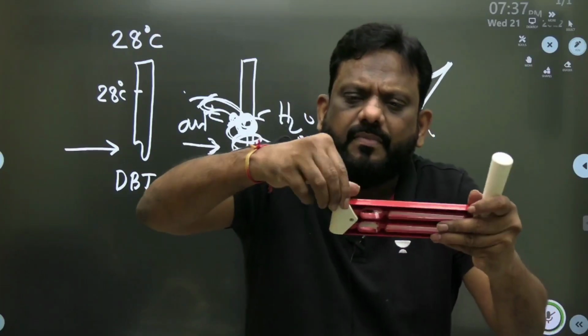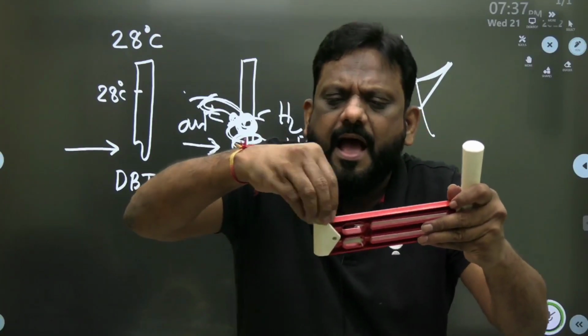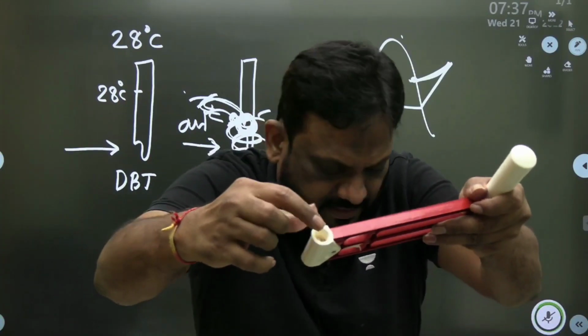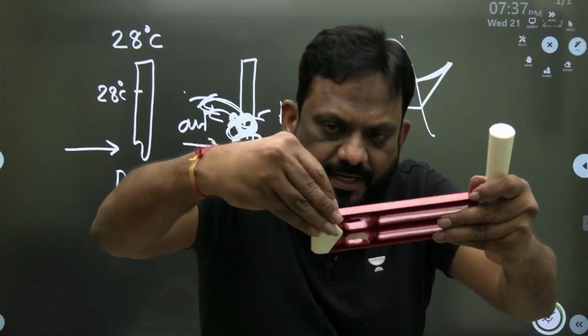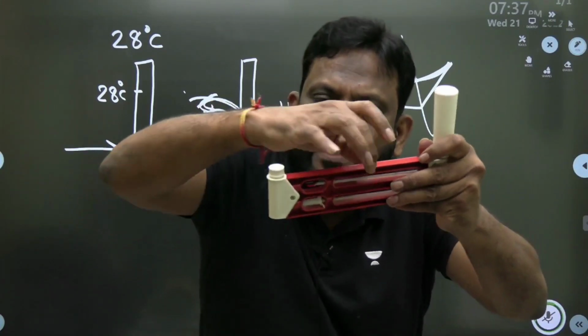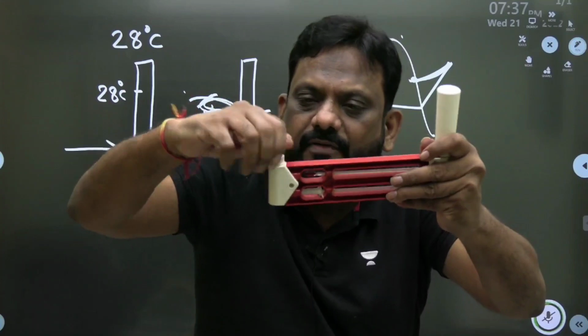I'll show you. I have poured sufficient water in this. Now it is saturated. This wick is saturated. Now what I do is, one is recording dry bulb, there is nothing here. The other is recording wet bulb.